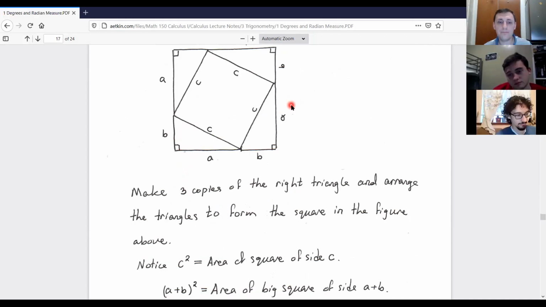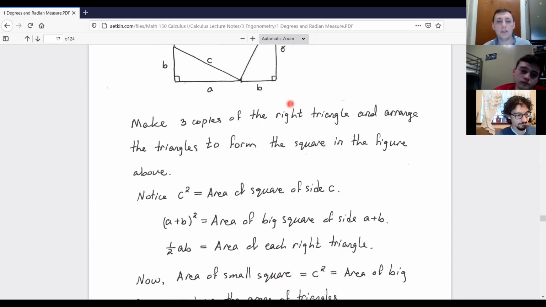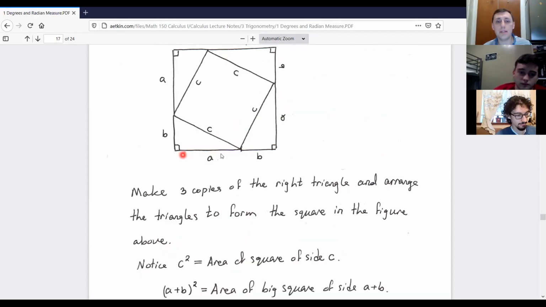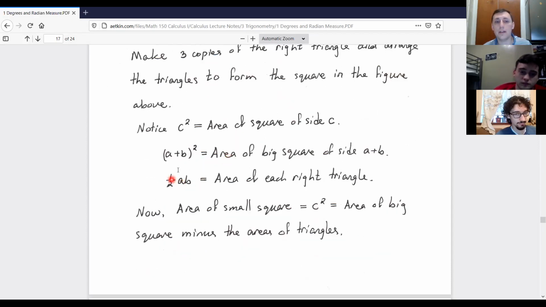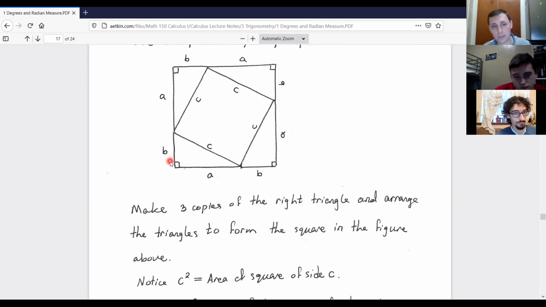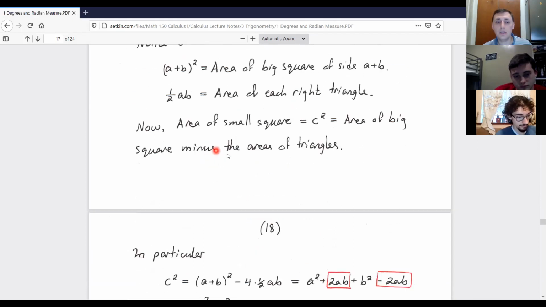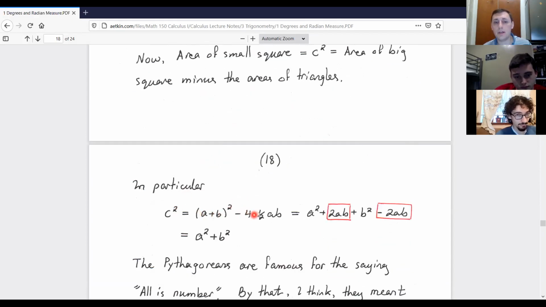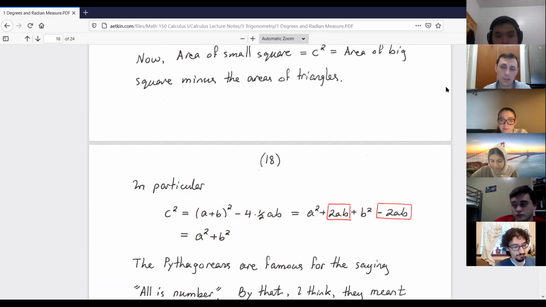So look what happens. C squared is equal to (A plus B) squared minus 4 areas of the right triangle. What's the area of this triangle? It's 1/2 A times B. So what do we get? C squared is (A plus B) squared minus 4 times 1/2 AB, which, if I expand this, is A squared plus 2AB plus B squared minus 2AB, which gives me A squared plus B squared. Are we together? Isn't it easy, guys, right? Very quick and easy. Correct?